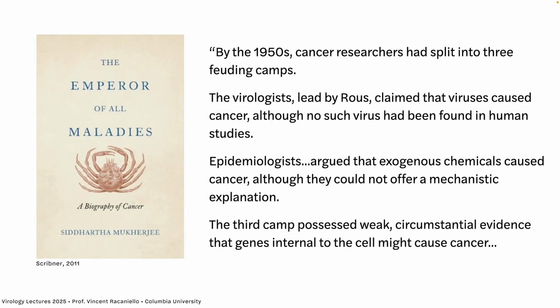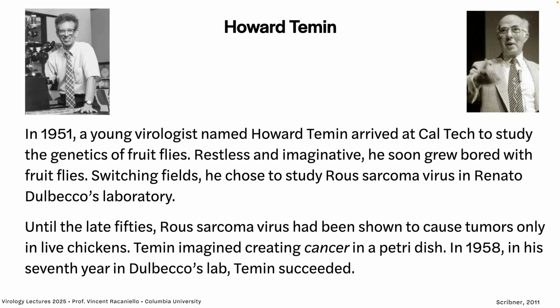Okay, so this whole story actually is very well told in this book, The Emperor of All Maladies by Siddhartha Mukherjee. I'm sure some of you have read this. He tells this story about cancer discovery. By the 1950s, cancer researchers have split into 3 feuding camps. The virologists, led by Rous, claimed that viruses cause cancer, though no virus had been found in humans. Epidemiologists argued that chemicals caused cancer, but they didn't know how. And the third camp said, we have genes in us that actually cause the cancer. All 3 were right, as you will see. But it took Howard Temin to start us on the road to understanding that.